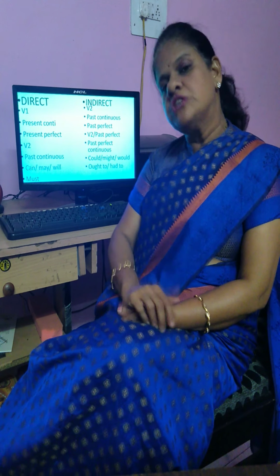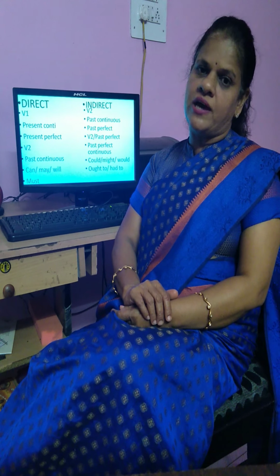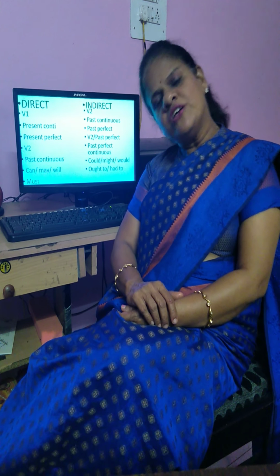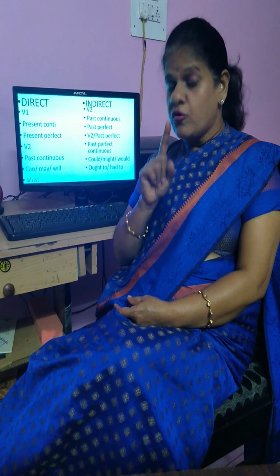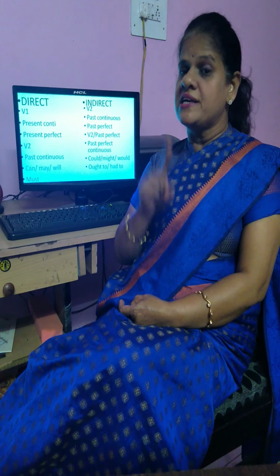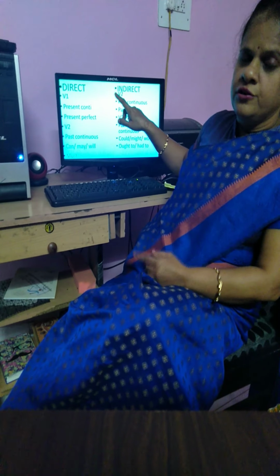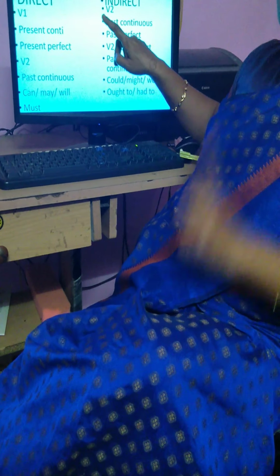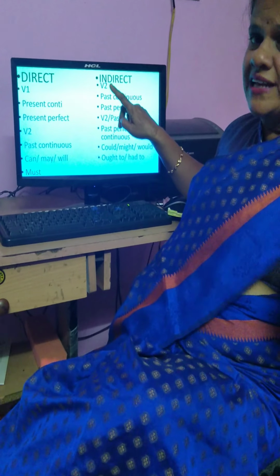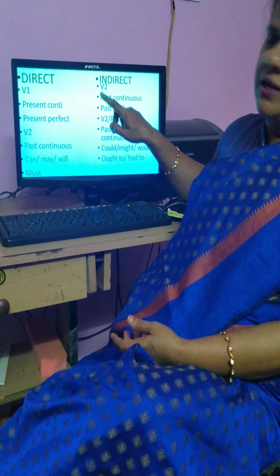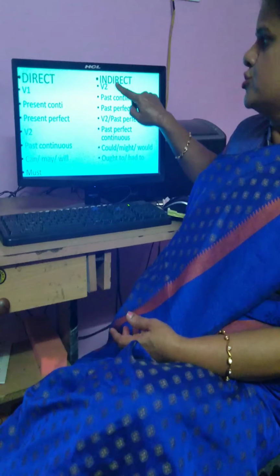So what are the other changes we need to make when we change direct speech to indirect speech? The first one is, if the finite verb in the speech is V1, then it will be changed to V2. Suppose in the speech part it is written, "You write letters to me every time." So: she said that I wrote letters to her every time. So V1 will be changed to V2.